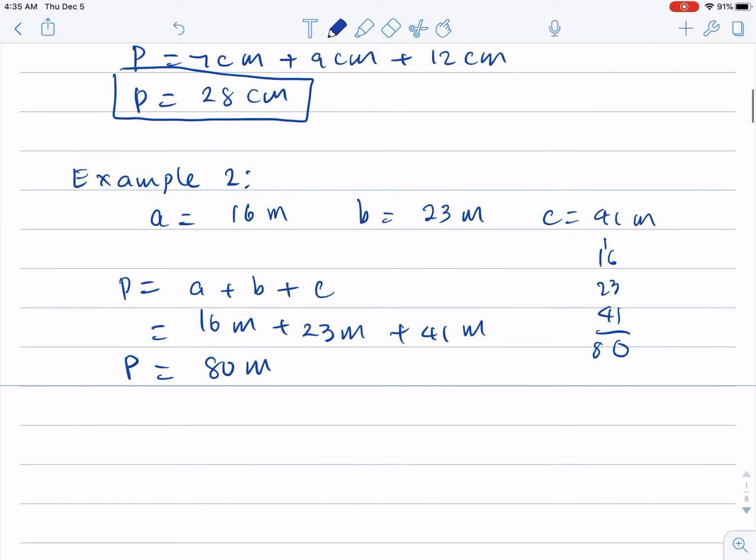So remember, ang perimeter ay yung length ng sides, no, total. Baka mapagkamalan nyo siyang area, no? Hindi siya area. Okay?